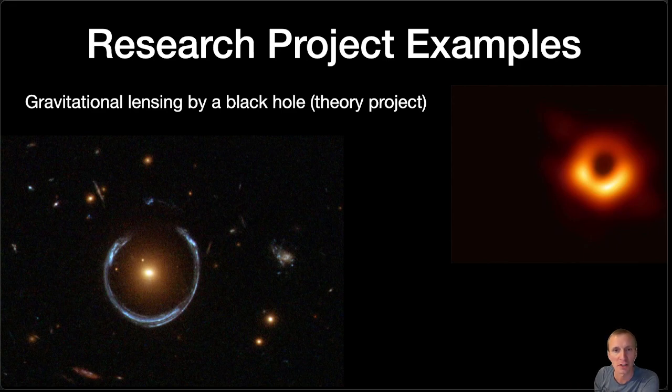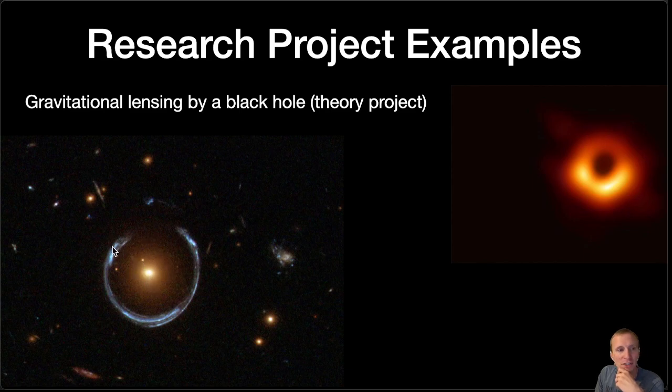Now moving on to some other things that people have done. So in terms of pen and paper theory, I don't know very much about this as a project, unfortunately. But I can just give the general idea, looking at things like gravitational lensing by black holes, so describing the warping of light of some background source by a black hole in the foreground.